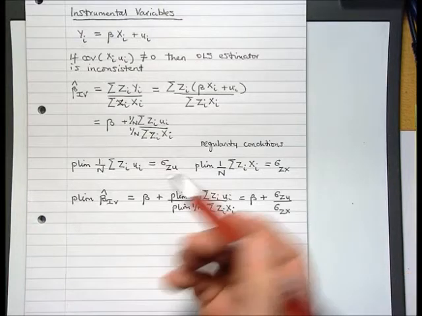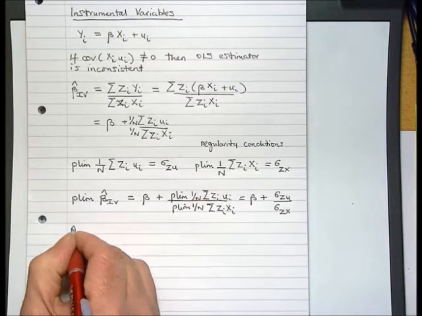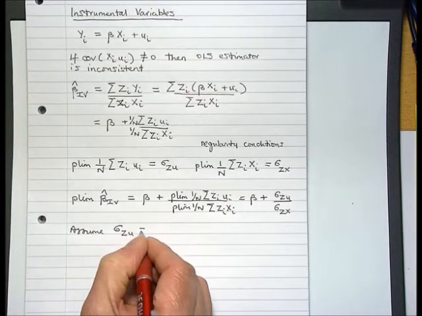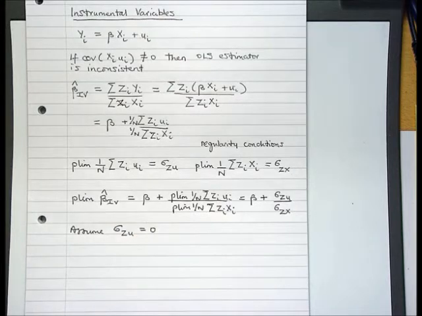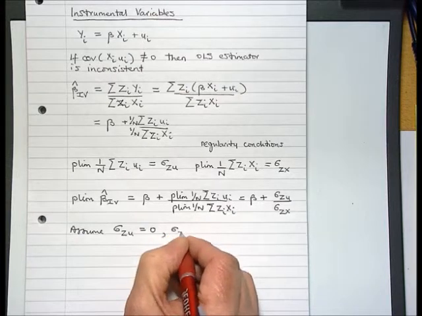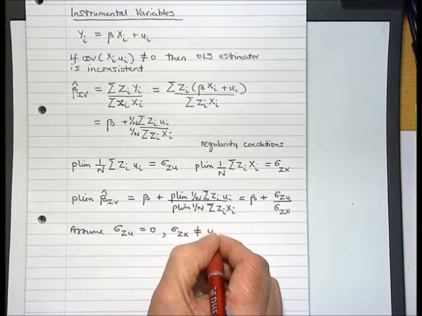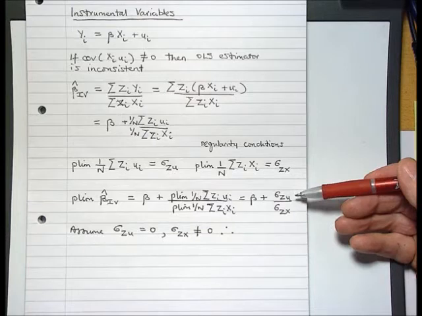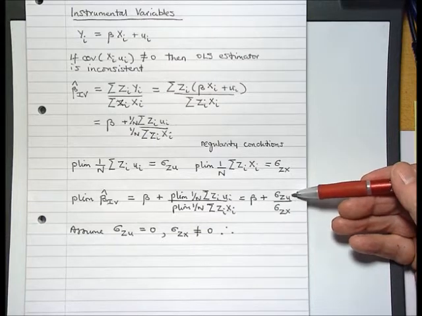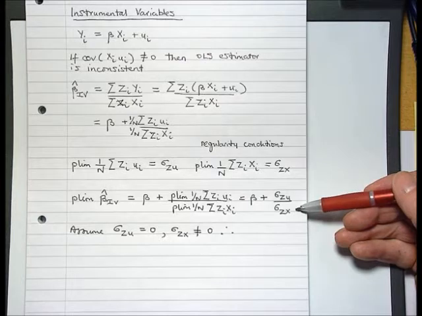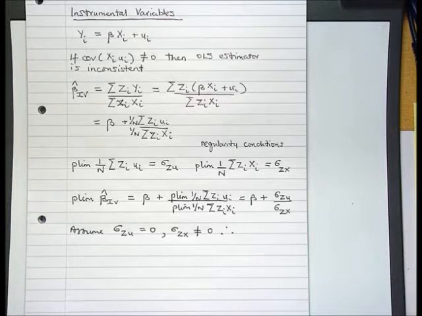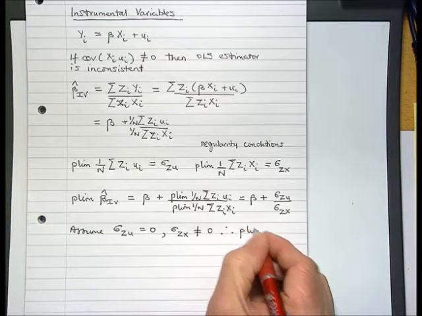But we made a couple of assumptions about those. We've assumed, remember, that by the properties of the z variable, the covariance of z and u is equal to 0. So the z variable is uncorrelated with the error term, and also that the covariance of z and x is not equal to 0. Now, if those assumptions hold, this expression has got 0 on the numerator and a non-zero number on the denominator, and therefore it will become 0 as the sample size gets large.